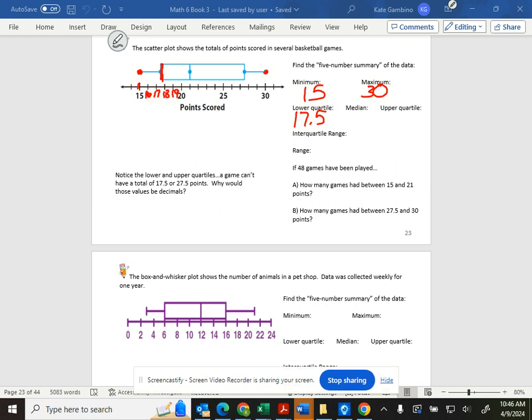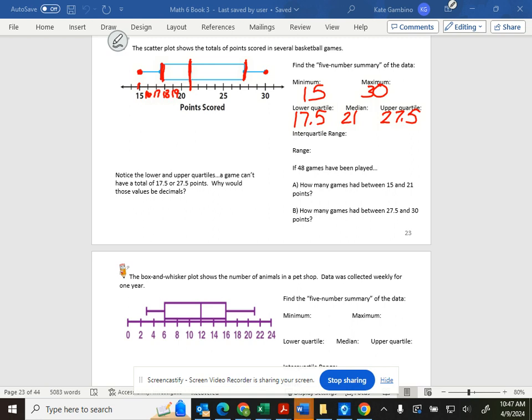What is the median of all of my numbers? Marina? 21, because I'm going to go to that line. That line in the box is my median of all of my scores. That's at a 21. So what's the upper quartile? Lauren? 27.5. Yeah, that upper quartile is the end of the box on the right, which would be 27.5. So lower quartile is the left side of the box, upper quartile is the right side of the box. The median is that line in the middle.